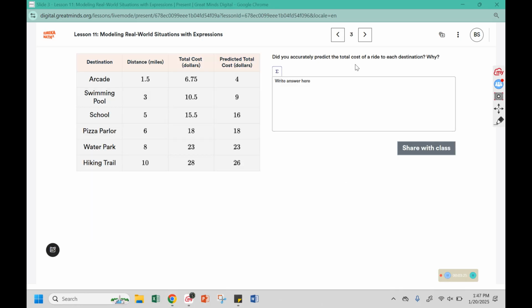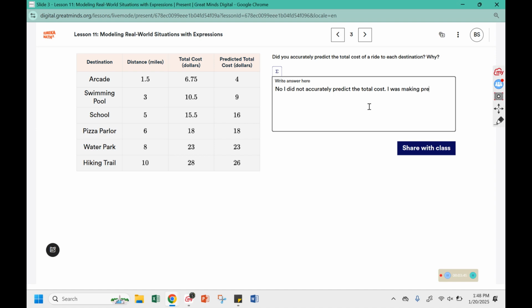Did you accurately predict the total cost of a ride to each destination? Why? No, I did not accurately predict the total cost. I was making predictions based on about how far the taxi was to the destination in comparison to the destination I selected, which was the water park at the beginning. Had I known the distance, I might have been able to predict the cost a little bit better, but I didn't have that information provided to me.